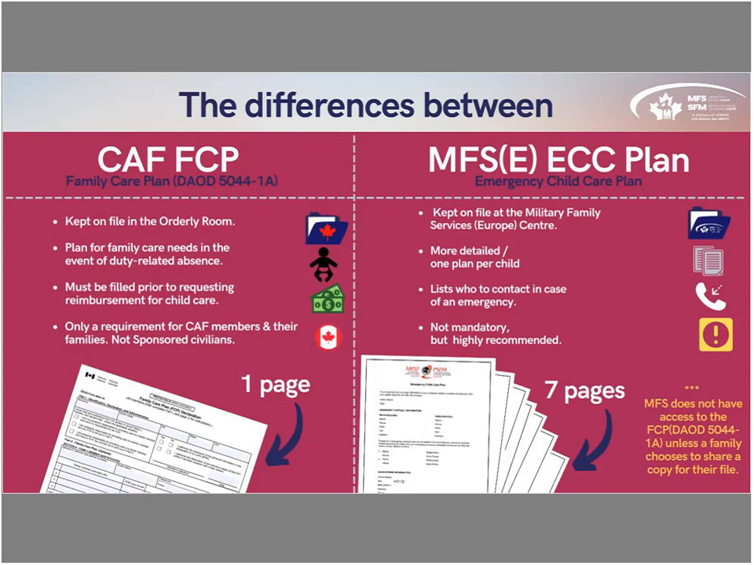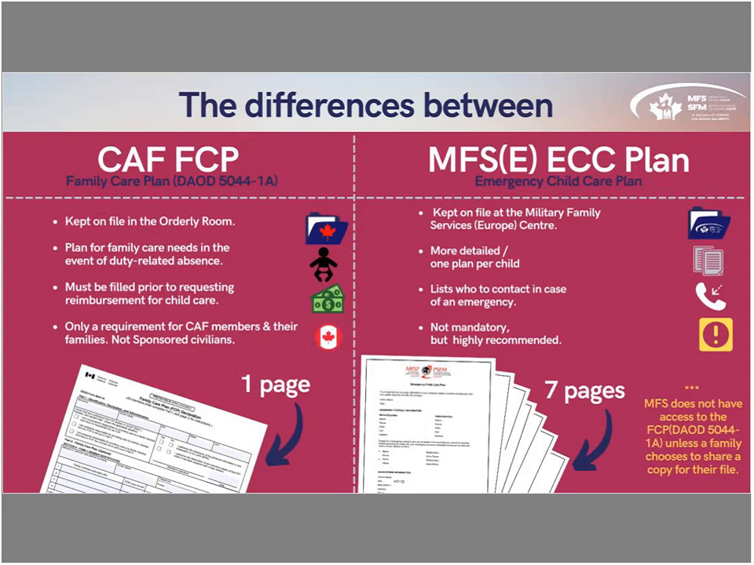I will start by explaining the differences between the CAF Family Care Plan and the MFSE Emergency Childcare Plan. The Family Care Plan is completed by the member and is kept on file in the orderly room. This plan outlines the plan for family care needs in the event of duty-related absence. This document must be filled prior to requesting reimbursement for childcare. This plan is reviewed every year by the member during their annual Personal Readiness Verification, or APRV.